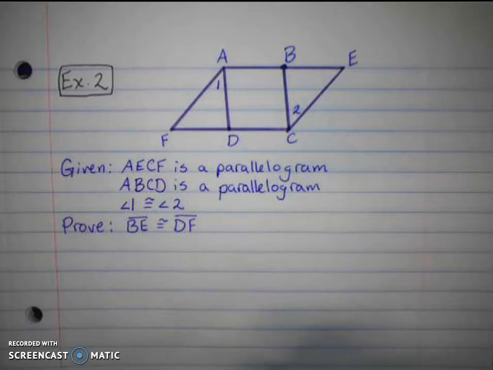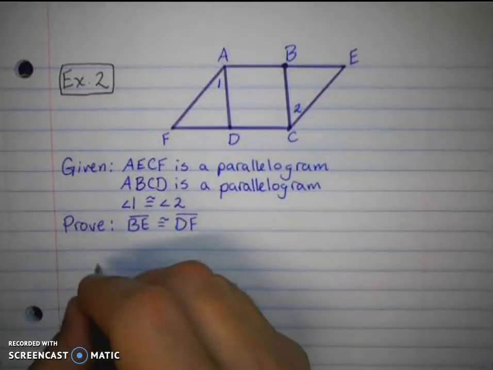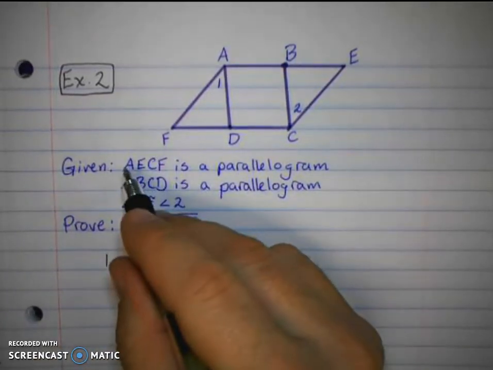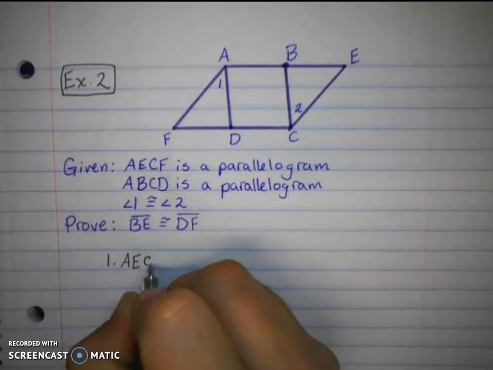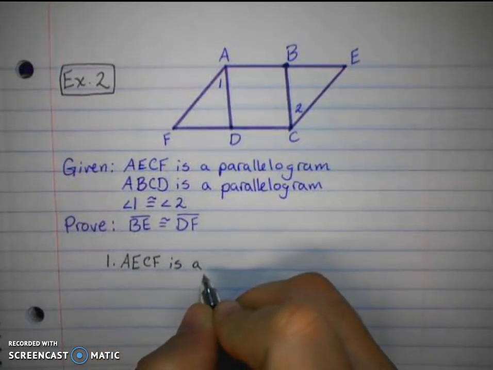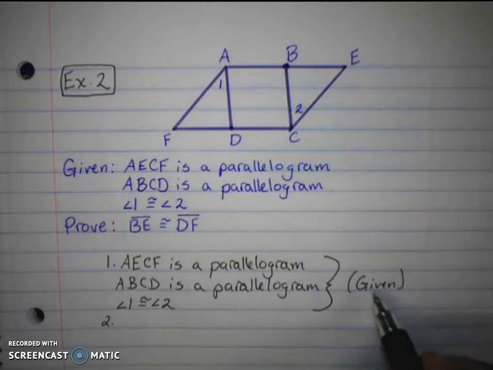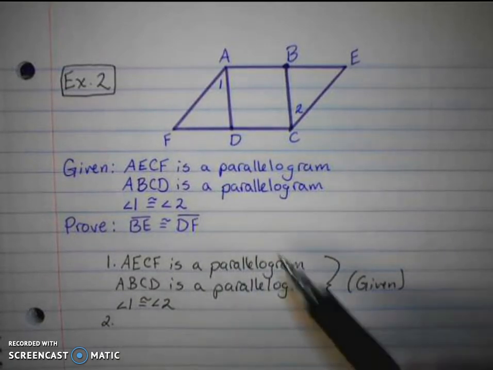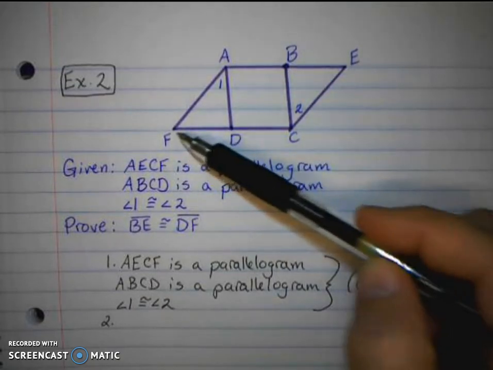All right, if you need any more time to copy this down, pause the video, but let's go ahead and take a look at what the proof should look like. We're going to start off by listing all of our givens in one statement. All right, and I'll go ahead and copy this down for you quickly. Okay, and those are all 3 given statements. You can write it like this. And then we're going to use those given statements to try and prove that BE is congruent to DF.